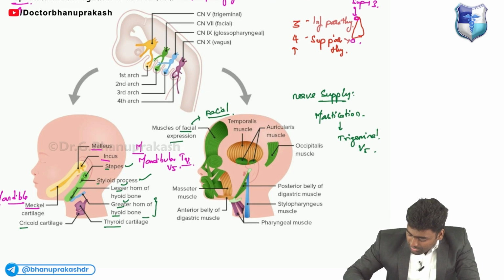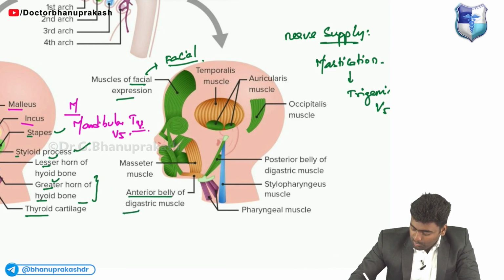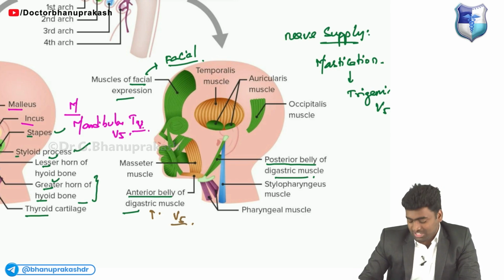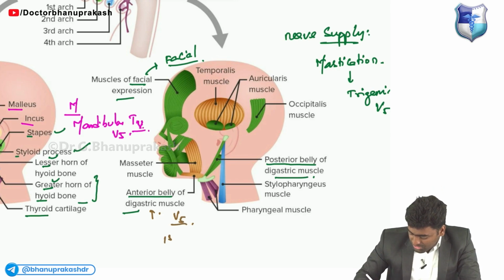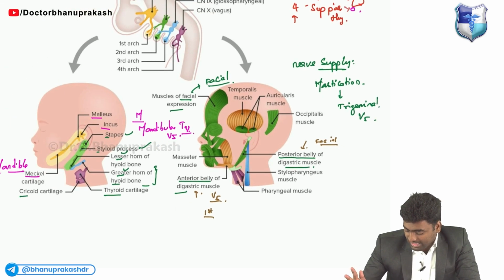And here you need to focus on two muscles, which are the anterior belly of digastric and the posterior belly of digastric muscle. The anterior belly of the digastric muscle is supplied by the mandibular branch of the trigeminal nerve, and it is from the first arch. Whereas the posterior belly is supplied by the facial nerve, and it is from the second arch, right?